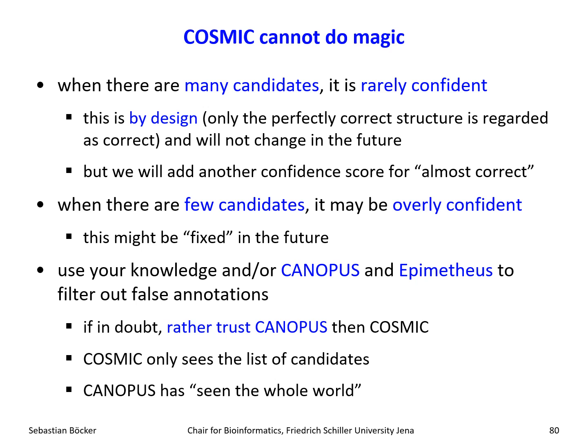We might add at some time another confidence score which tells you that an annotation is almost correct within this and this distance, but this will be in the future. On the other hand, you might notice that sometimes Cosmic appears to be overly confident when there are few candidates only. And this is something that we noticed and that we will fix in the future. It might already be fixed in the release you are using.